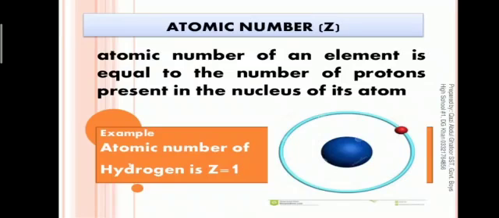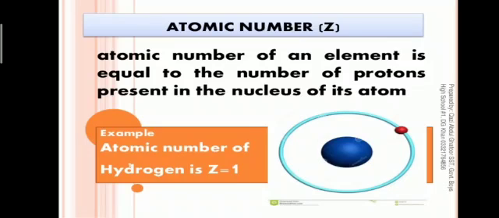First of all, what is atomic number? The atomic number of an element is the number of protons or the number of electrons present in the nucleus of one atom of that element. Atomic number is represented by Z. It means that we can say that in an atom the number of protons is equal to the number of electrons.